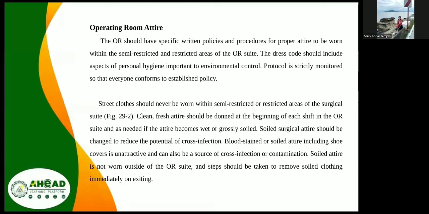Street clothes should never be worn within semi-restricted or restricted areas of the surgical suite. Clean, fresh attire should be donned at the beginning of each shift in the OR, and changed as needed if the attire becomes wet or grossly soiled. Soiled surgical attire should be changed to reduce the potential of cross-infection. Bloodstained or soiled attire, including shoe covers, is unattractive and can also be a source of cross-infection or contamination. Soiled attire is not worn outside of the OR suite and should be taken off to remove soiled clothing immediately on exiting.